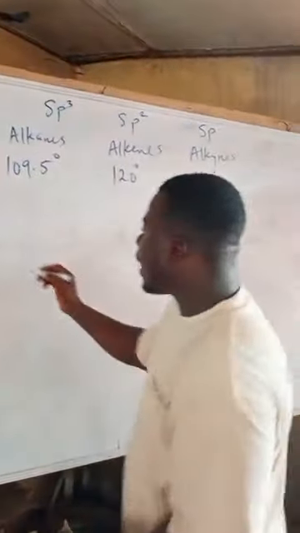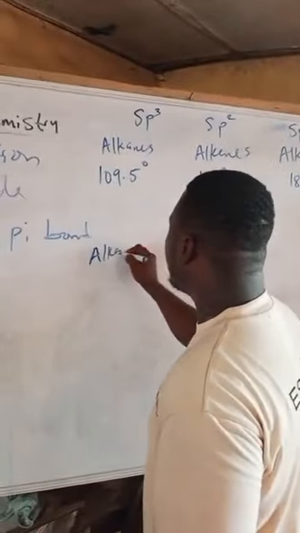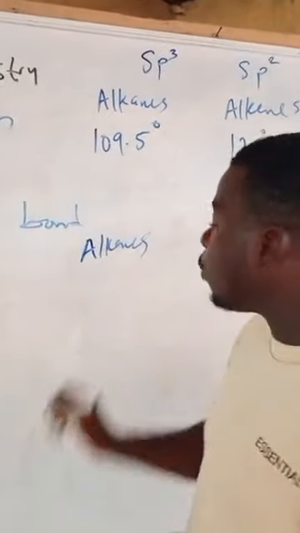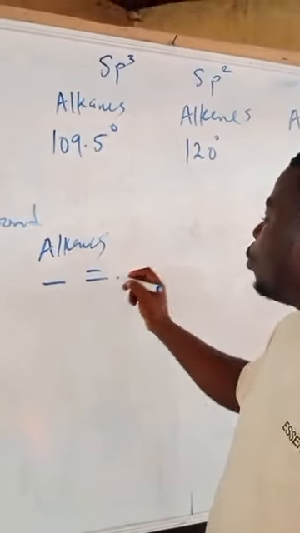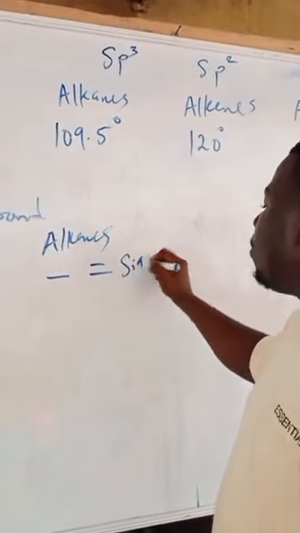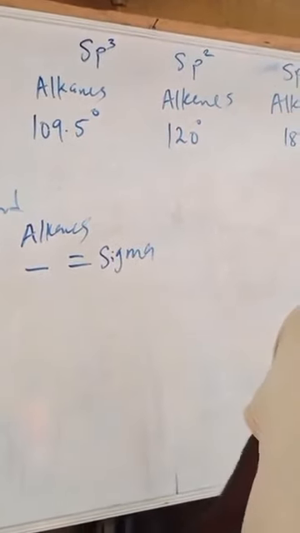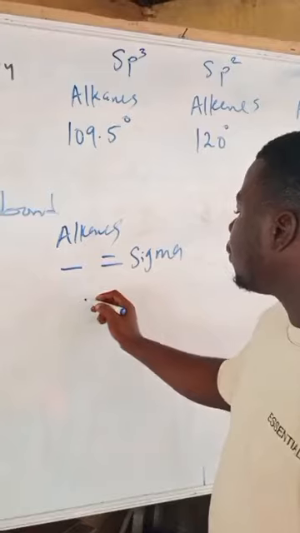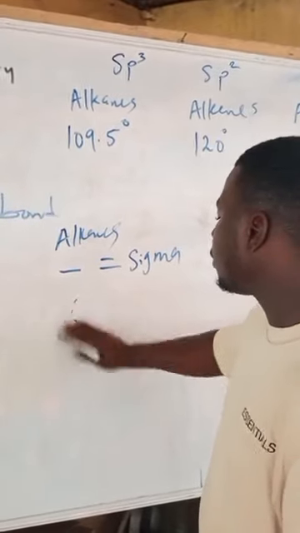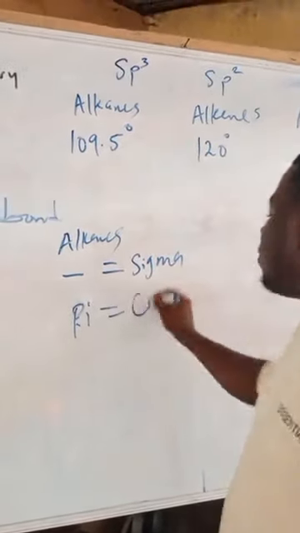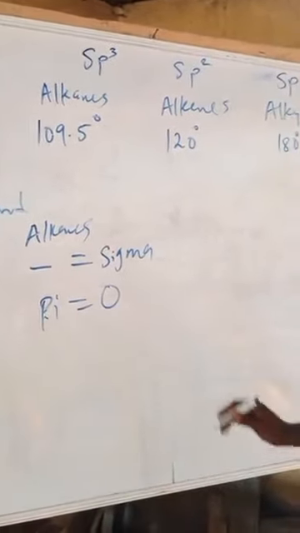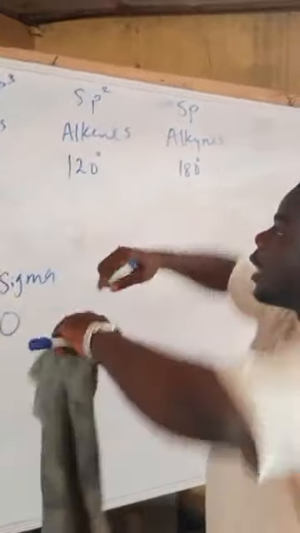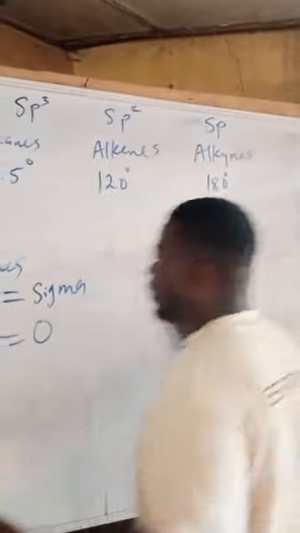Now, the last one is sigma and pi bond. I'm going to try to explain this in a way. Now, alkanes have the equivalence of one bond being equal to a sigma bond, right? And they have pi bond equal to 0. Okay, I know it's still shaking, but I'll try to explain. Then, okay, let me clean.